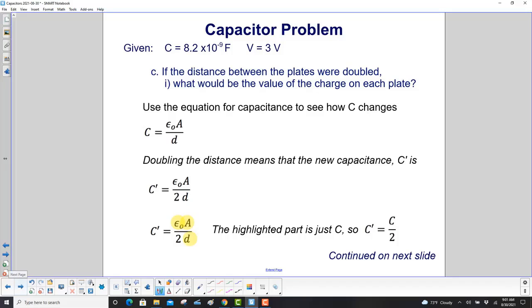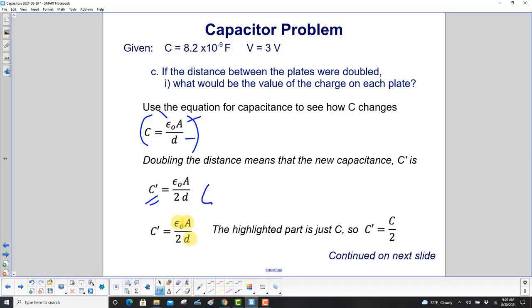Now let's double the distance of the plates. What would be the value of the charge on each plate now? Well, here's our equation for the physical capacitance, right? It depends on the cross-sectional area, permittivity, and the distance between the plates. So we're going to double the distance. So our new capacitance, which we'll call C prime, is epsilon 0 A. They both stay constant, and we've now doubled the distance, so we write 2D.